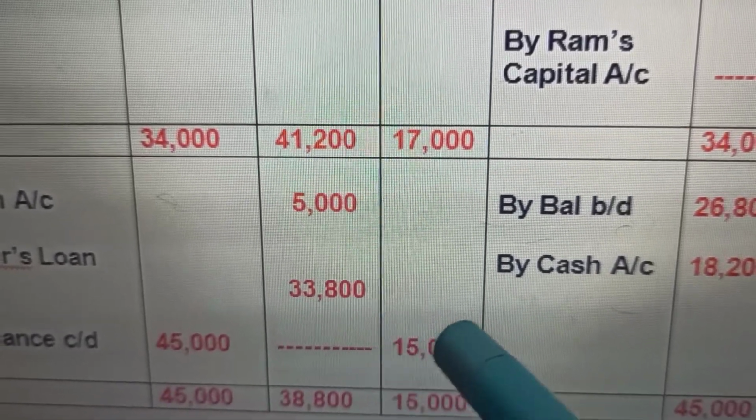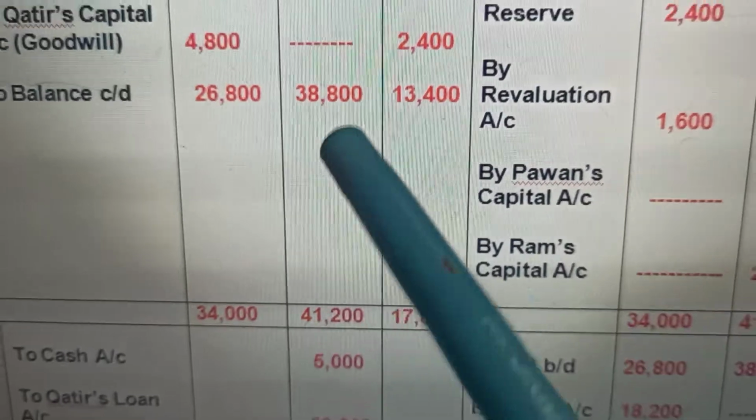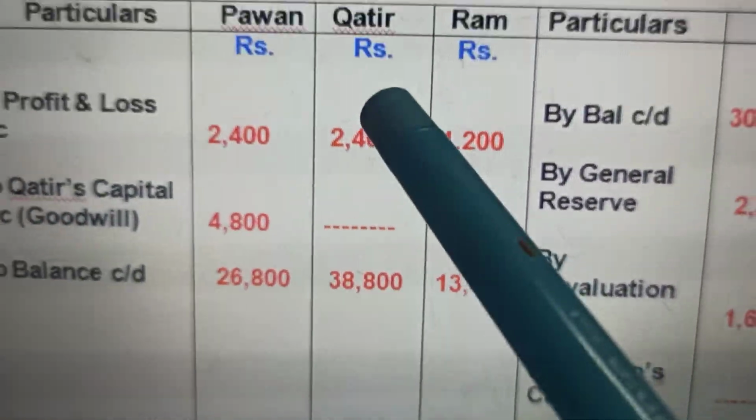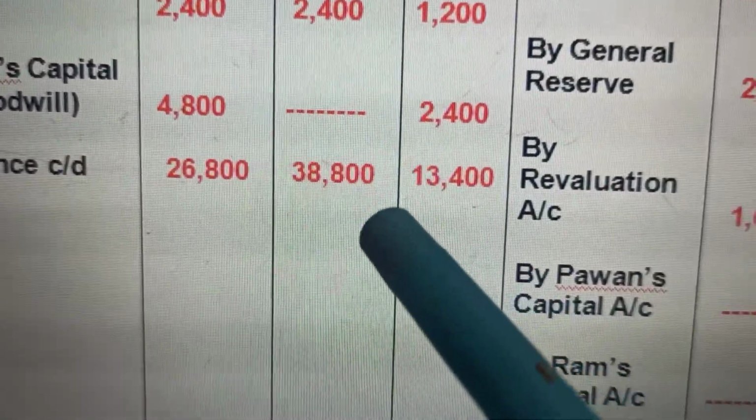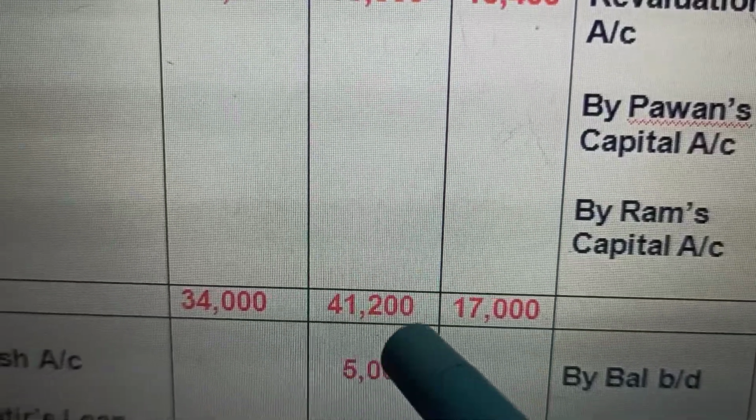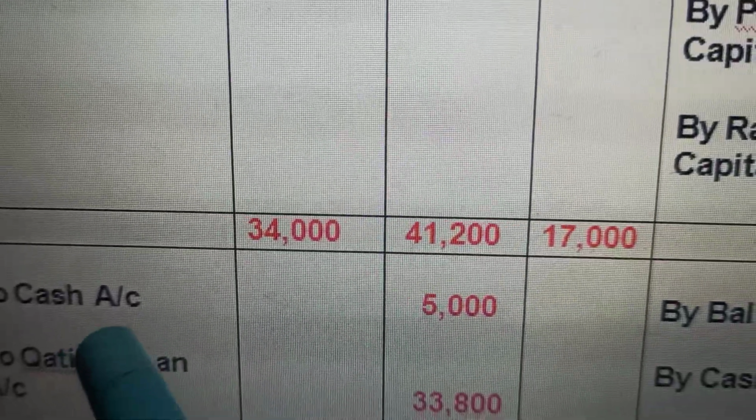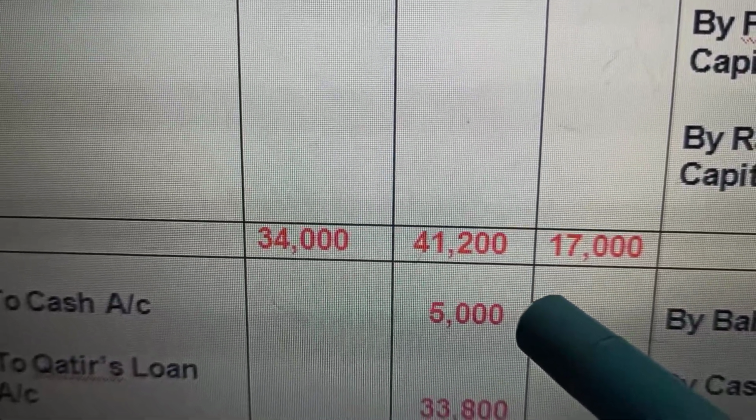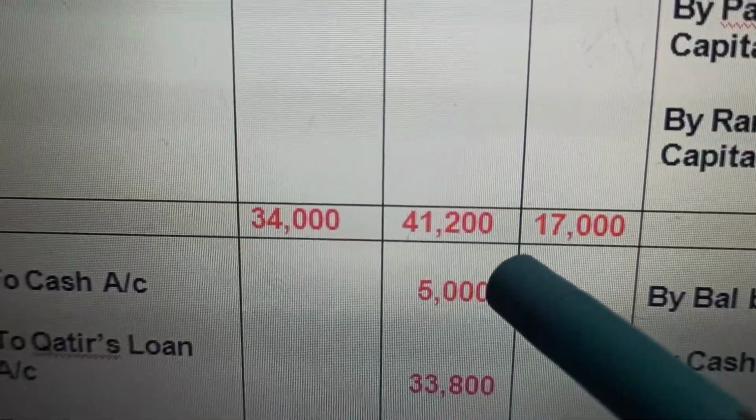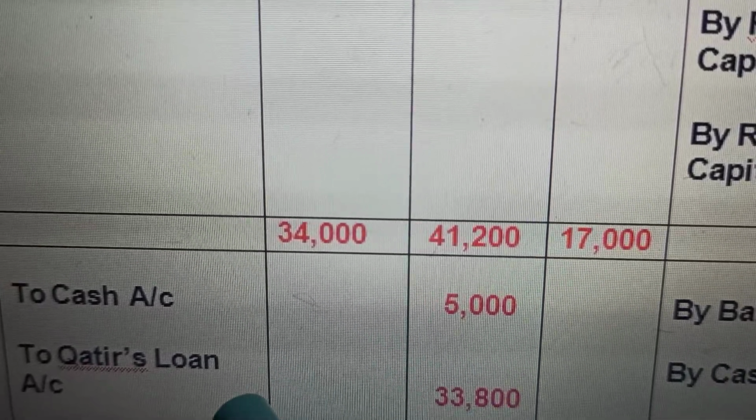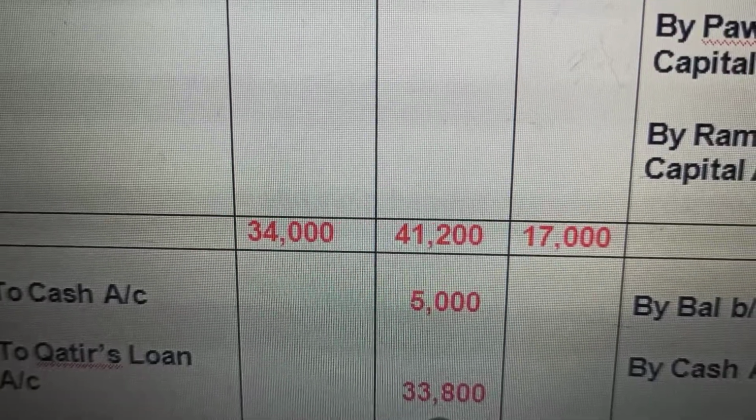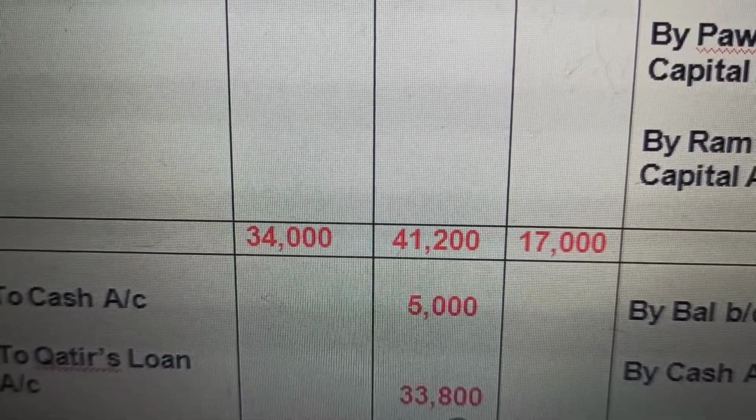We make this. And this is the total amount, 38,800, to be paid to the retiring partner Katir. Now 38,800 may be a big amount. What is decided? 5,000 will be given immediately, in cash. Means out of 38,800, 5,000 is paid. The remaining amount, 33,500, is transferred to Katir's loan account.